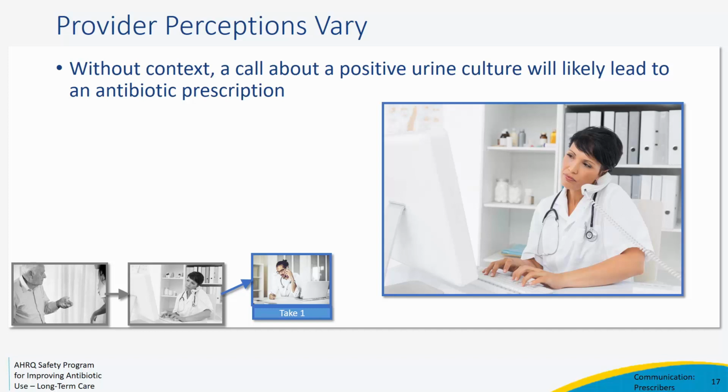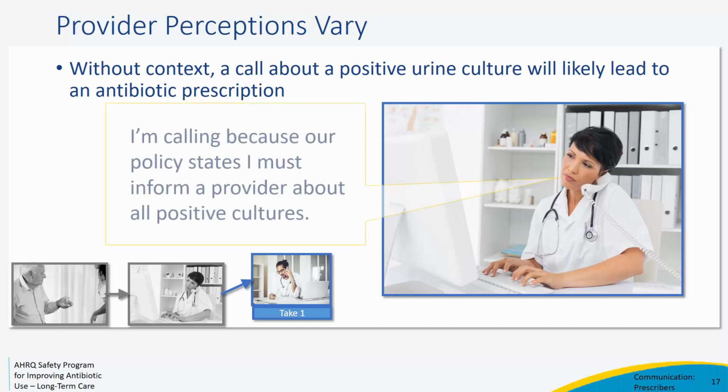The fact that a nurse has to call to inform someone about the result of a laboratory test because of a policy is not obvious to most providers. One example of how to frame the communication is to state, "I'm calling because our policy states that I must inform a provider about all positive cultures." Knowing this makes it much easier for a nurse to frame the communication so that the provider understands the call is not about clinical concerns, but is driven by a result sent from the laboratory.